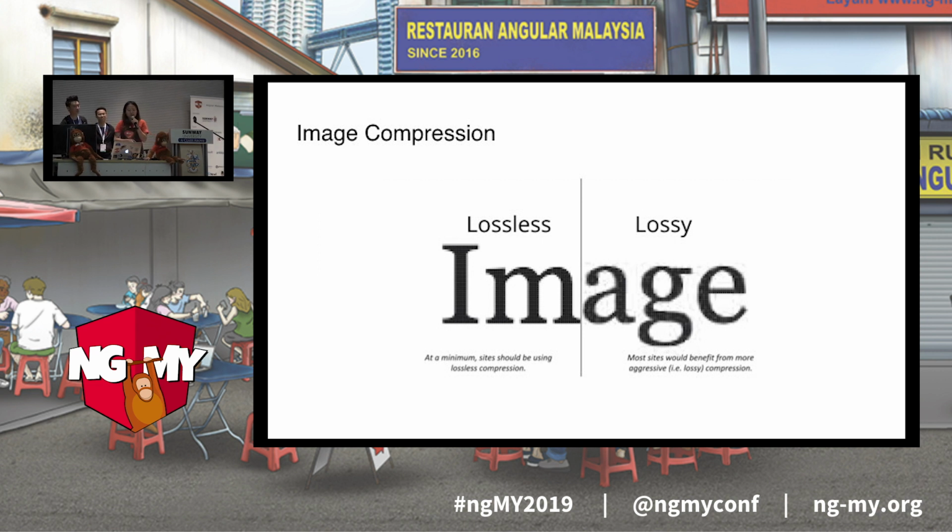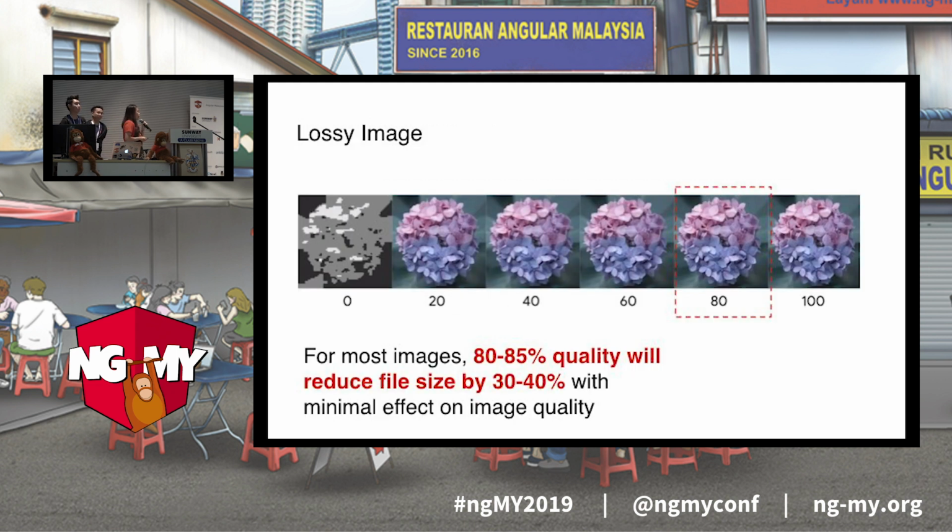And then we have lossy image, where we lose a little bit of quality and it becomes a little bit pixelated, but it's very good for performance. Okay? The tricky point is how much percentage of the quality do we want to target? Do we target zero because it's like black and white? Or do we target 100 but the file size is very big?